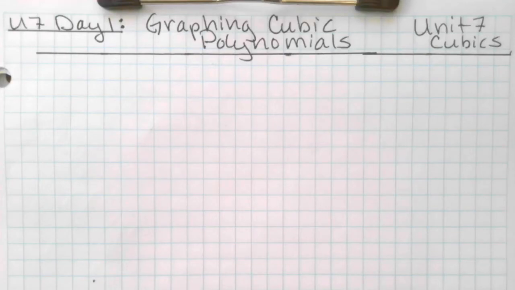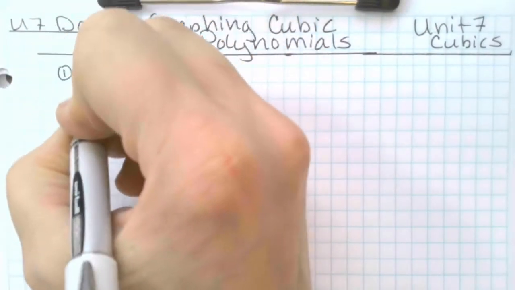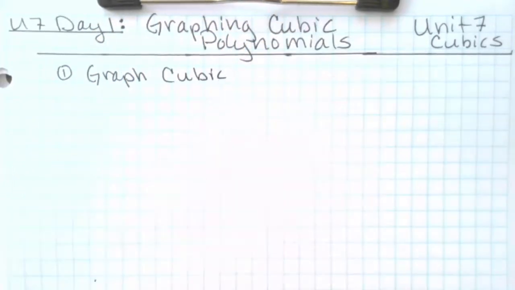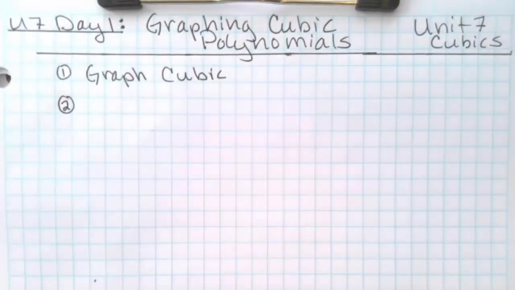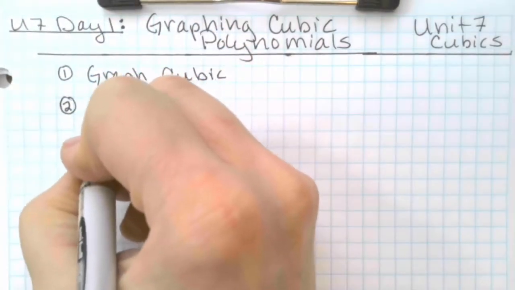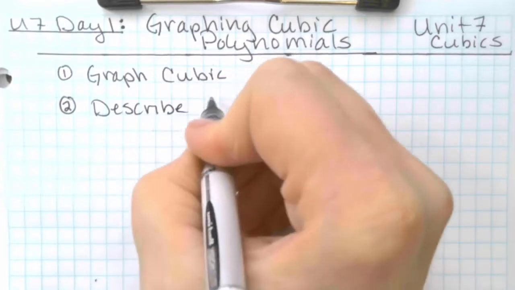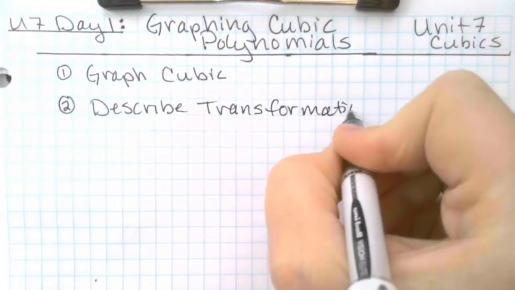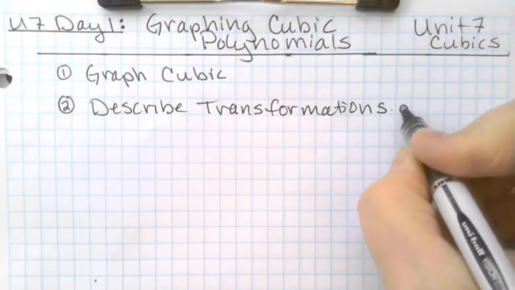Good afternoon. We are going to do notes for Unit 7, which is on cubic polynomials. This is day 1, and we're going to cover graphing cubic polynomials. So the objectives today: number 1, you need to be able to graph a cubic, and number 2, you need to be able to describe transformations that are being done on cubics.